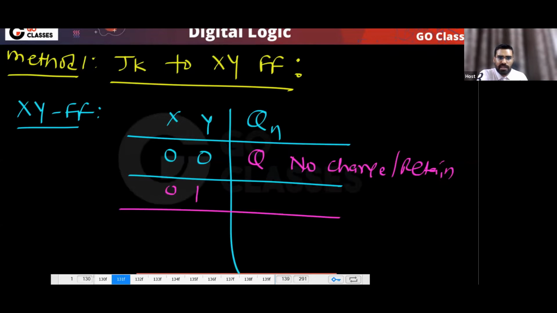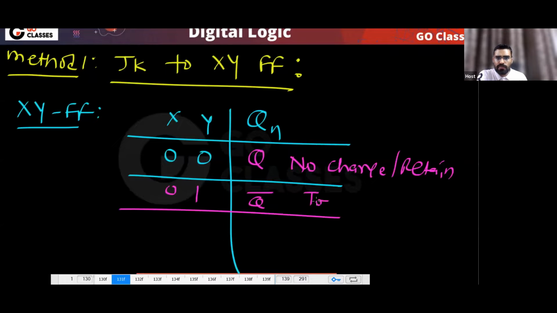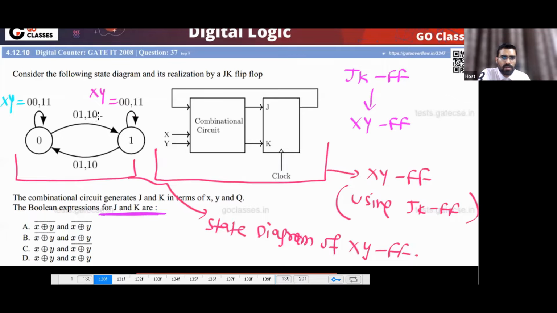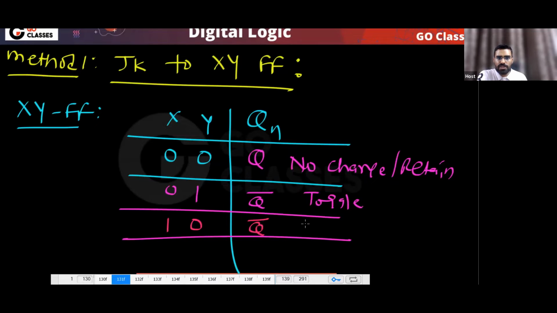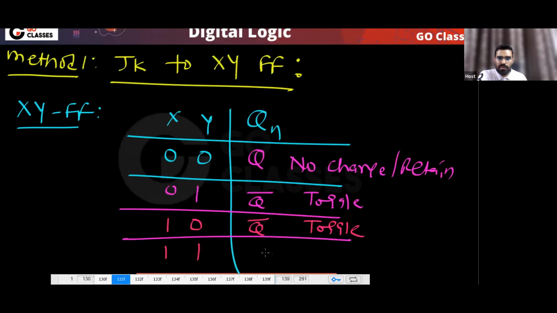When XY is 0, 1, you are toggling. Next, for 1, 0, what is happening? For 1, 0 also you are toggling. And for 1, 1, what is happening? For 1, 1 you are retaining.